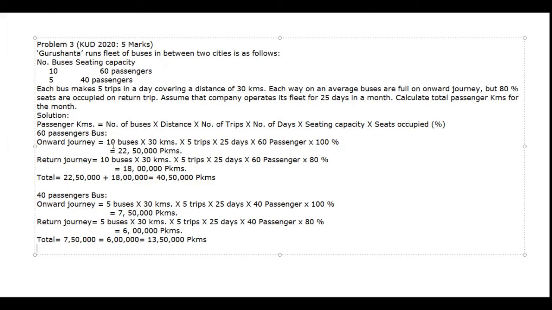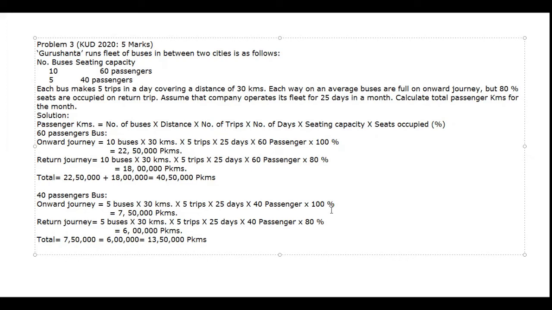Onward journey, it's given in the problem, number of buses are 10, 30 kilometers, it makes 5 trips, and for 25 days, it is 60 passengers capacity bus, and while going it will be 100%. When we total it out, it comes to 22 lakh 50,000 passenger kilometers. While return journey, it is 80%. The total will be 18 lakh passenger kilometers. So when we total both, it comes to 40 lakh 50,000 passenger kilometers. It is for the 60 passengers bus. Now for the 40 passengers bus, onward journey will be 7 lakh 50,000, return journey will be 6 lakh.